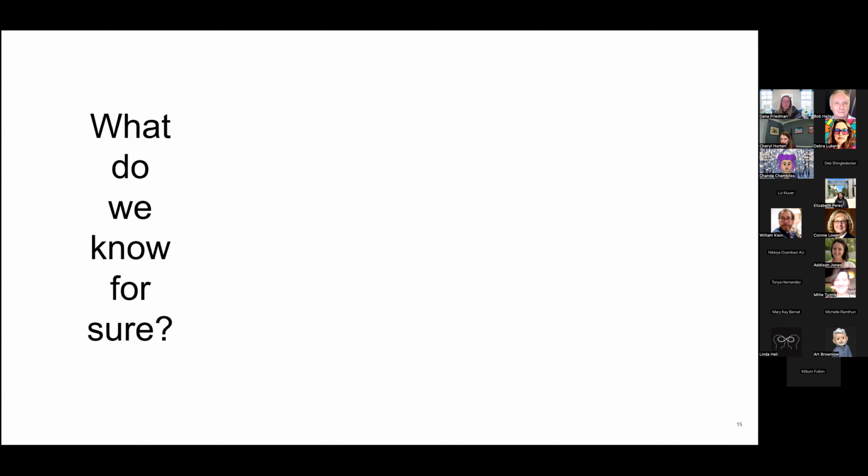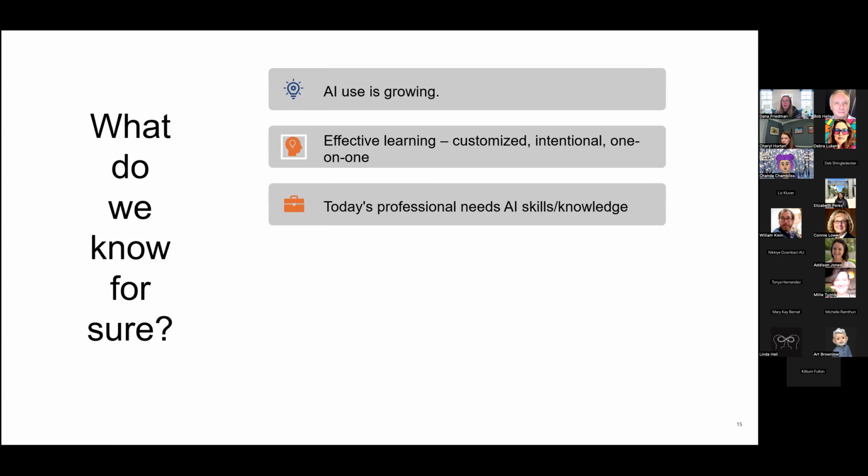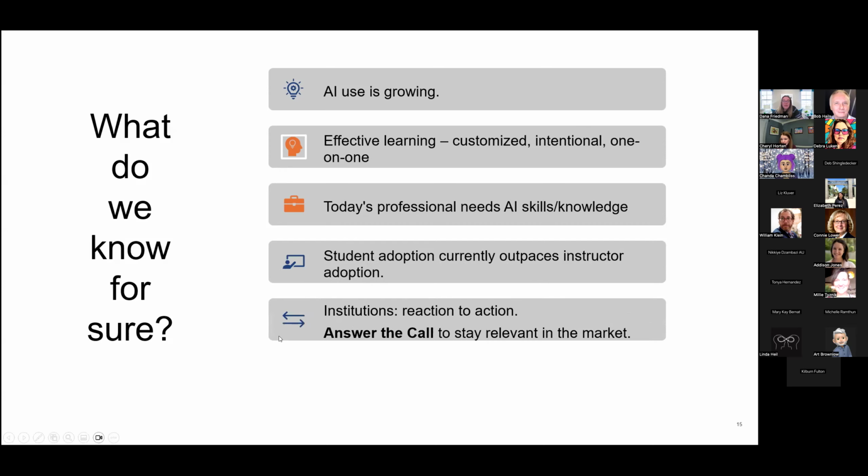So what do we know for sure? AI is growing. Every day there's new articles, new tools, new everything. So it keeps growing. And it's very effective for learning. You can customize it. You can use it for one-on-one learning. My kids use it to build study guides and check their math problems. Today's professionals need AI skills and knowledge. That's just going to continue to grow. Student adoption is going faster than the faculty, and it's going to continue to grow.